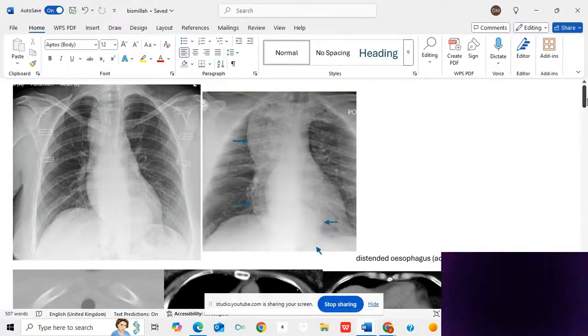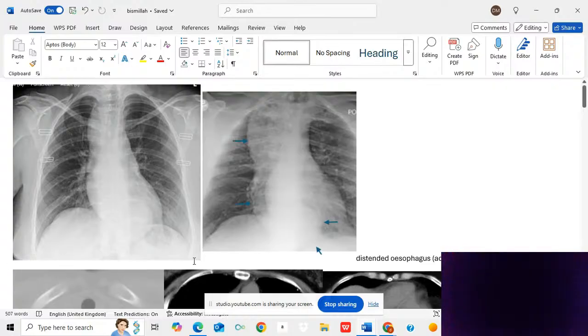So, what to expect in scleroderma or systemic sclerosis cases in FRCR? What to expect to see and how to comment. So this is the first case here. This is actually an FRCR case.